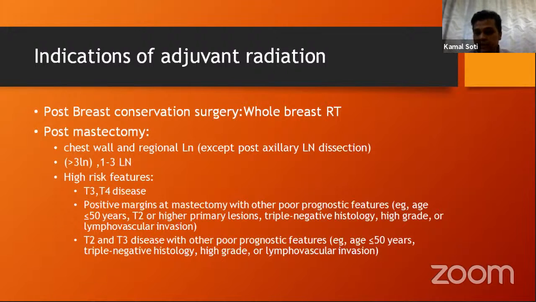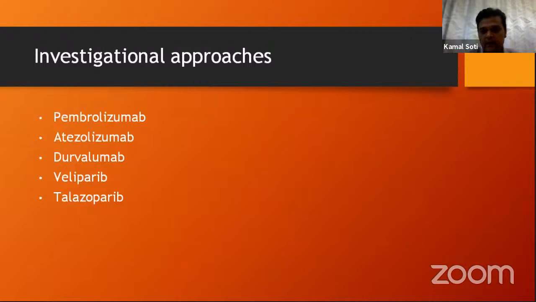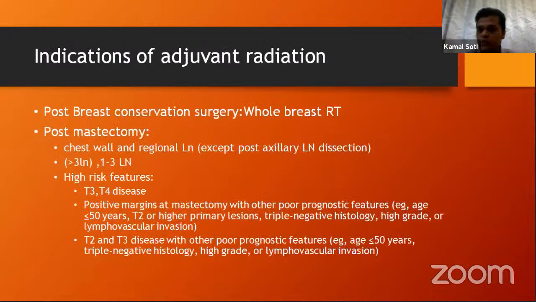If the margin is positive with other prognostic features like the patient's age being less than or equal to 50 years, T2 or higher primary lesions, high grade, triple negative histology, or lymphovascular invasion. These patients with T2 and T3 with poor prognostic features are also advised chest wall and regional lymph node radiation.